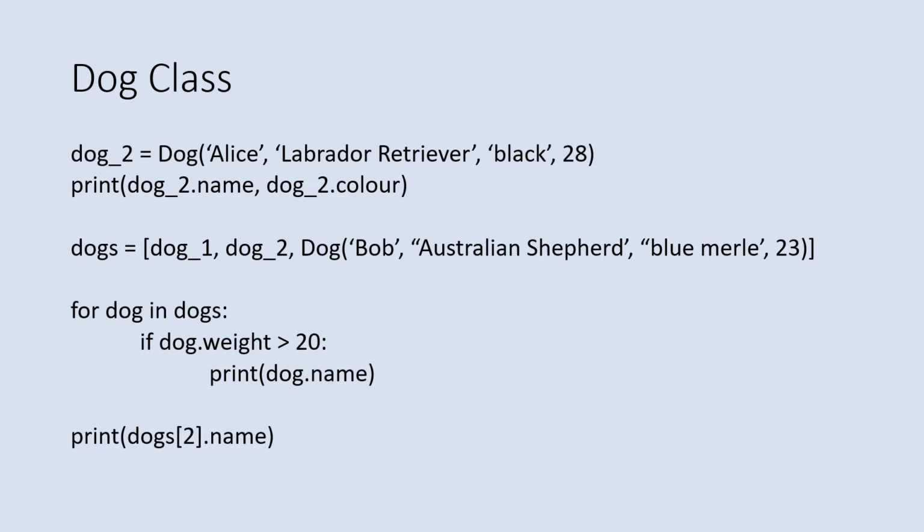We could also print the name of the entry in index 2, and in that case, again, the corresponding name is Bob, and so we could see that dog's name.